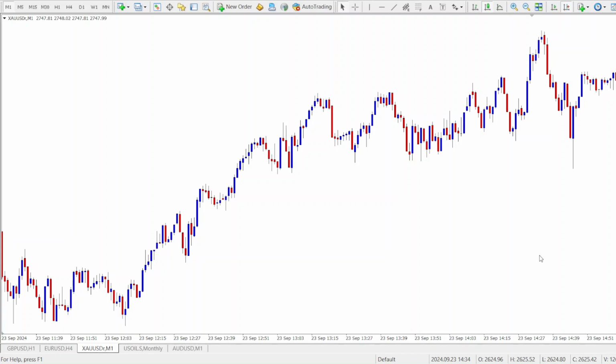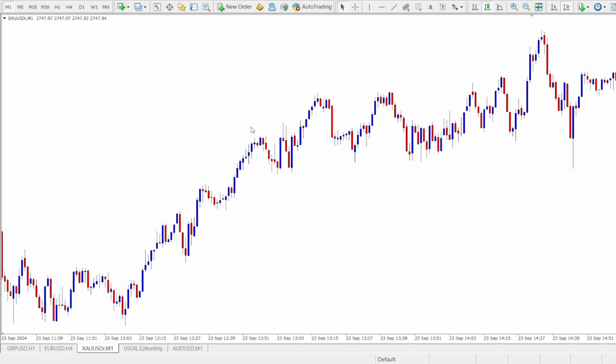Today we are going to be exploring the best parabolic SAR settings specifically for 1 minute charts. Whether you are a beginner or an experienced trader, mastering this indicator can give you a real edge in your trading game.